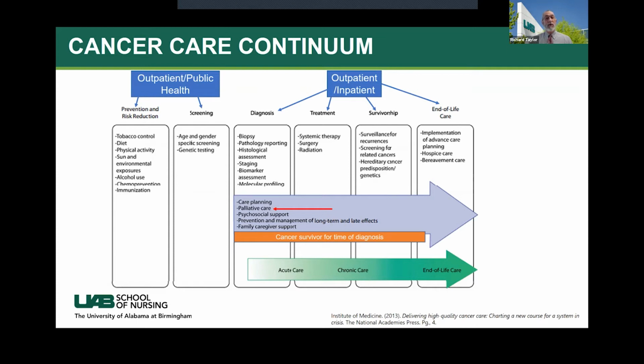And I just want to reinforce the fact that palliative care or supportive care should begin here at the time of diagnosis. So that concludes my brief introduction of the map. And so we will use this throughout the webinar to sort of anchor our presentation. Thank you.